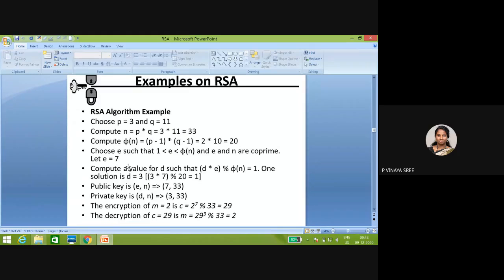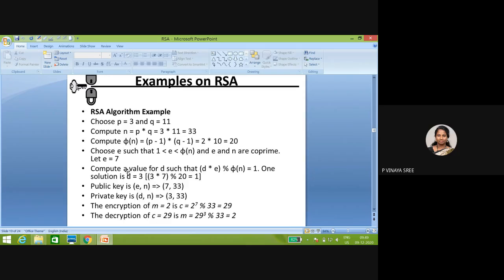Bob completed calculating the public key e and n. Next, what does Bob have to calculate? The private key. Yes. So Bob calculated a public key and shared it. Next, Bob has to calculate his own private key, so that it can be used for decryption. The formula is d into e mod phi of n equals 1, such that the d value should be selected so that d into e mod phi of n is equal to 1.